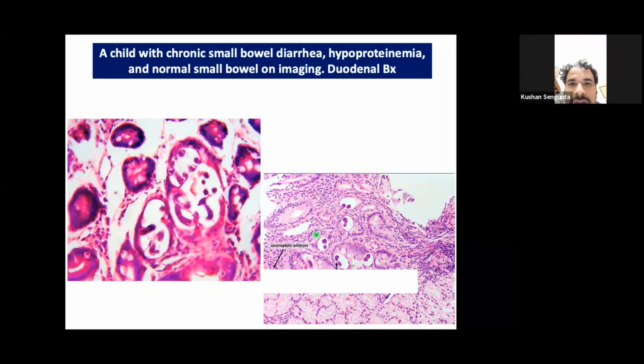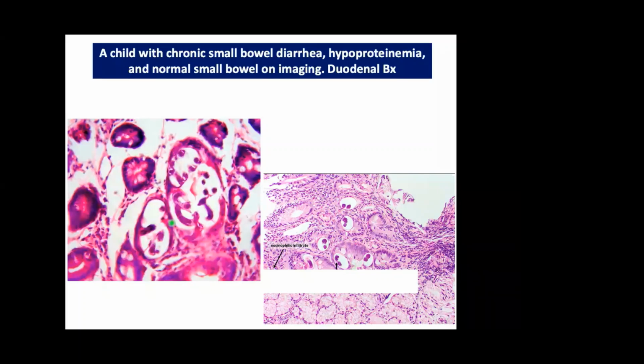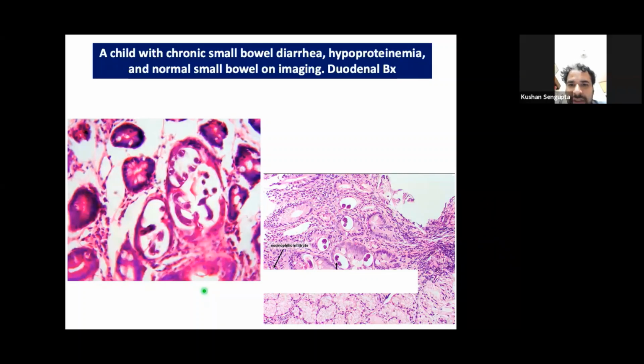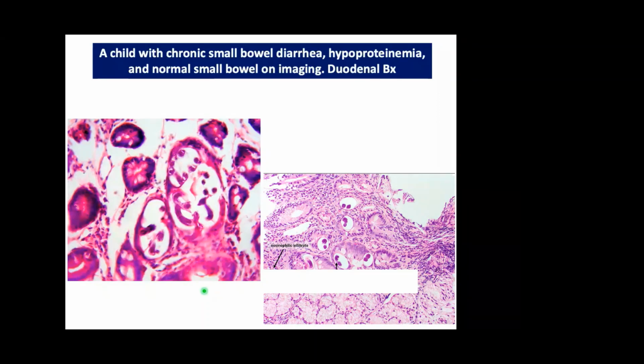Okay. Child with chronic small bowel diarrhea, hyperproteinemia, normal small bowel mucosa on imaging and biopsy. Sir, some parasitic infection probably, sir, because this looks like Giardia. Sir, Giardia trophozoites are present, sir. Your guess was right, but the diagnosis is not right.